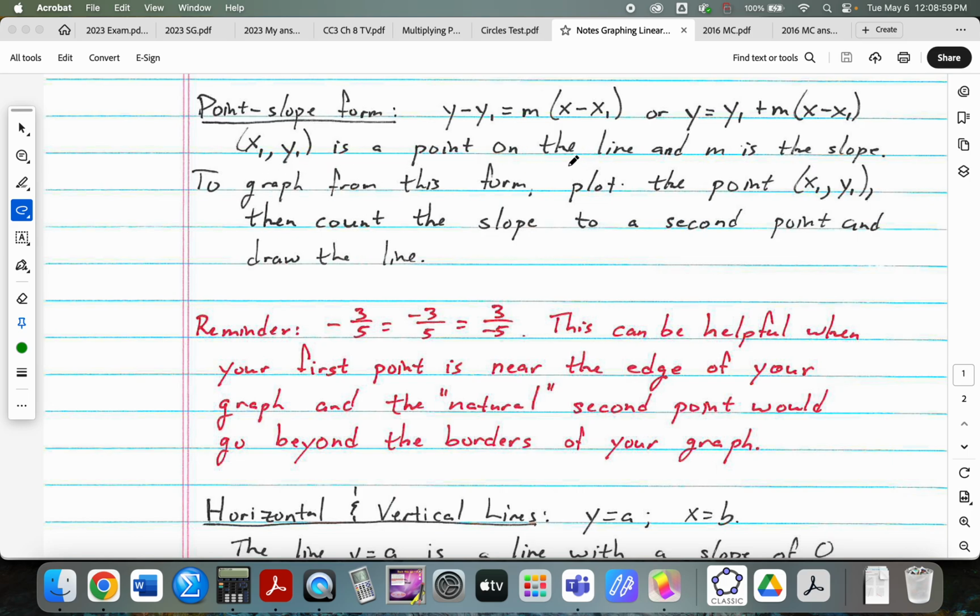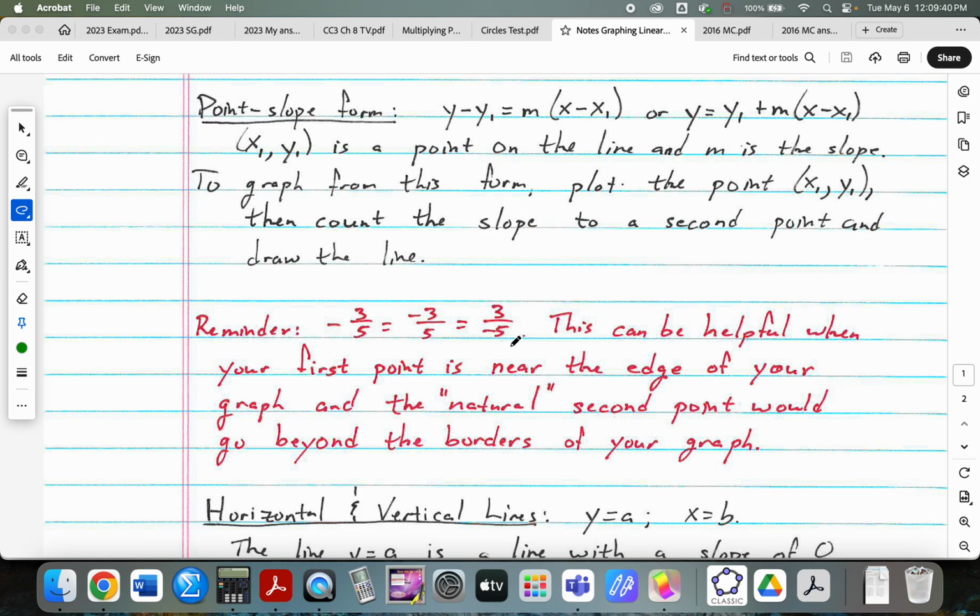One of the nice things about this is sometimes the y-intercept is a horrible value. And yet somewhere it's going to go through a lattice point. That's where your horizontal and vertical grid meet one another. Why not start with that one rather than some horrible y-intercept? And m is still the slope. So to graph from this form, plot the point x1, y1, then count the slope to a second point, and draw the line. Just as a reminder, negative 3/5 is the same thing as negative 3 over 5 is the same thing as 3 over negative 5.